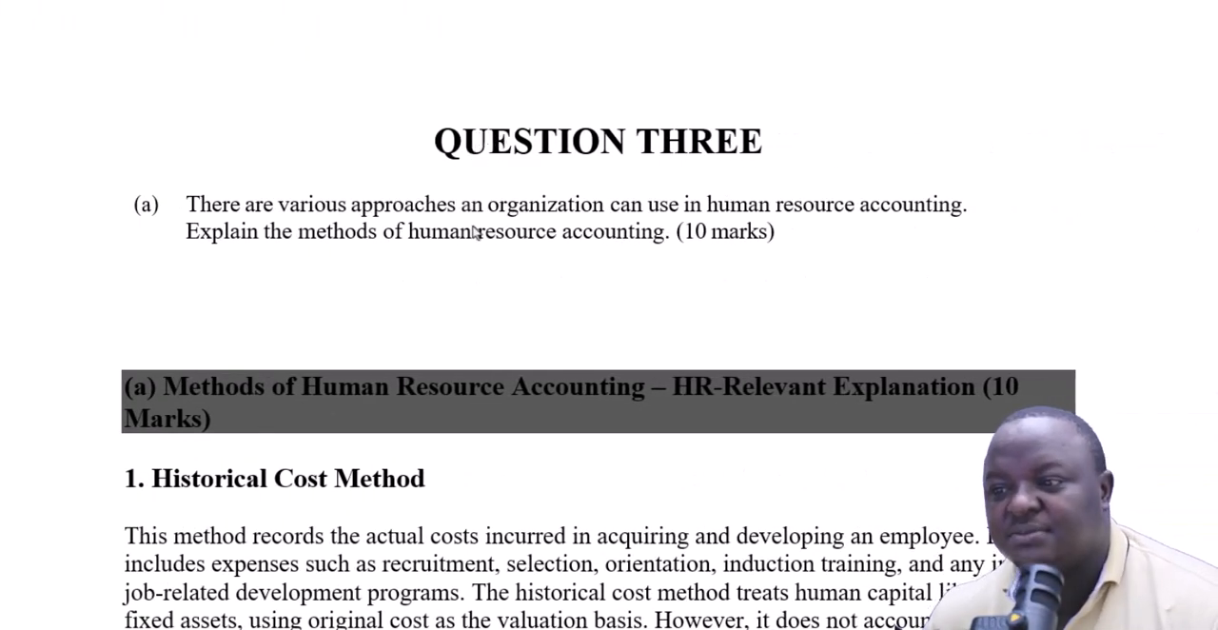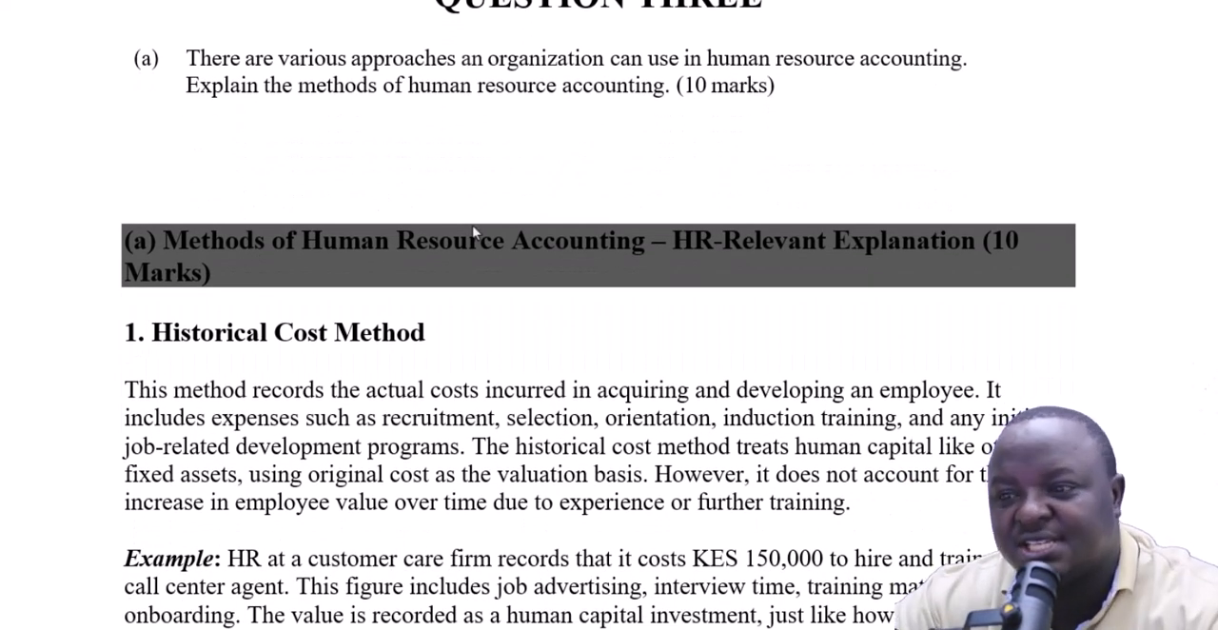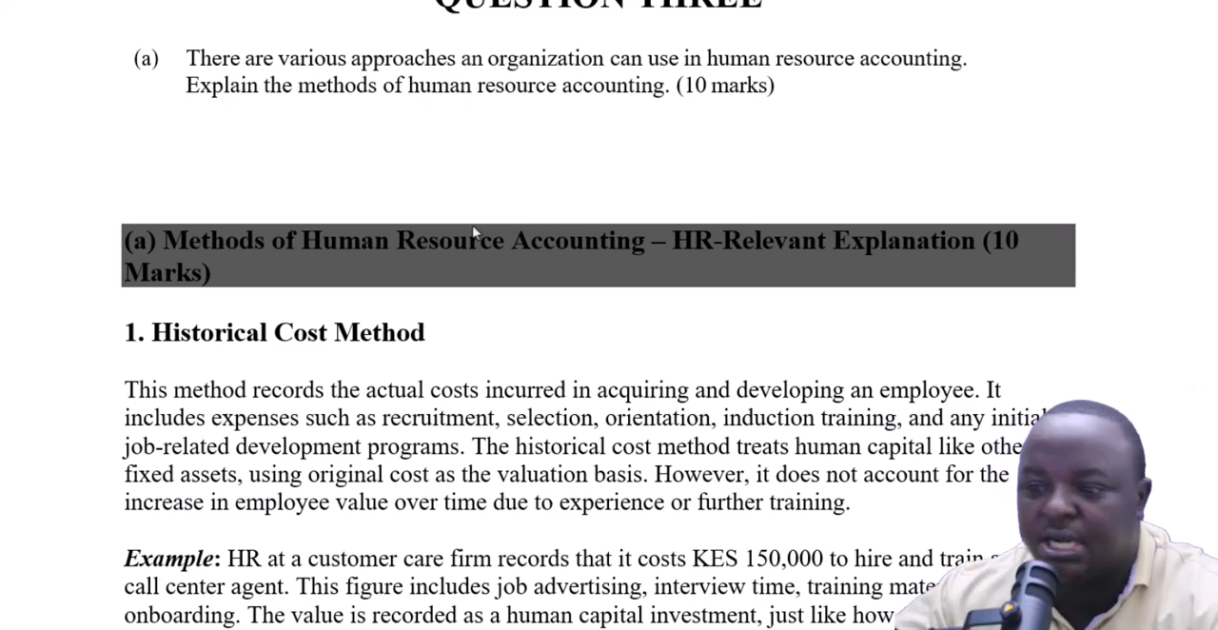Welcome to our question 3. Question 3 is asking, there are various approaches an organization can use in human resource accounting. Explain the methods of human resource accounting.